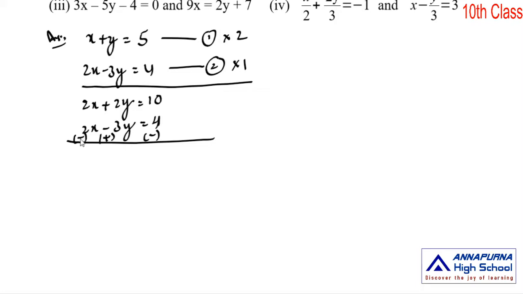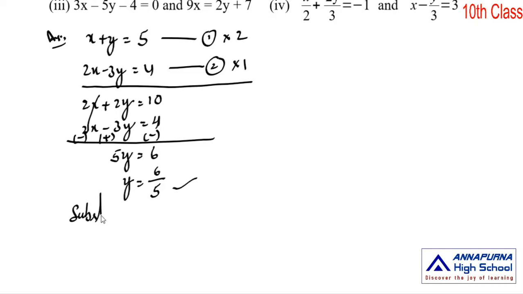So here I am adding the additive inverse of each term in the second equation to the first equation. That's why I change the signs: plus becomes minus, minus becomes plus, plus becomes minus. So plus 2x minus 2x cancel, because now I am adding these two, since I already changed the signs. 2y plus 3y, 5y. 10 minus 4, 6. So y is equal to 6 by 5. Okay, so we get one variable value.